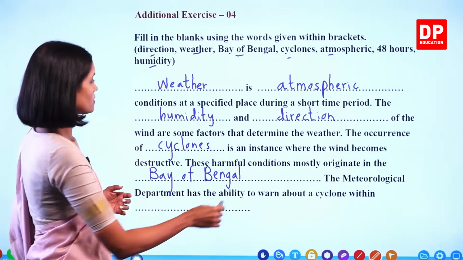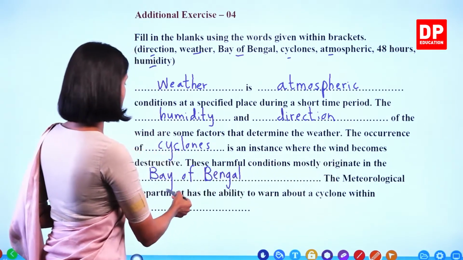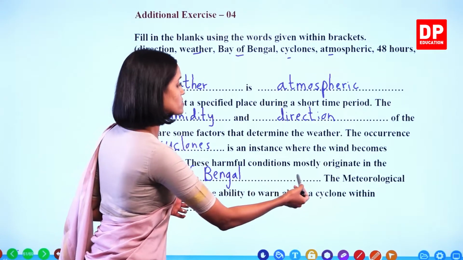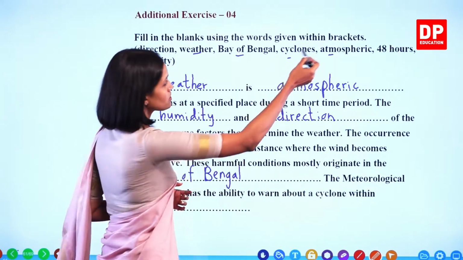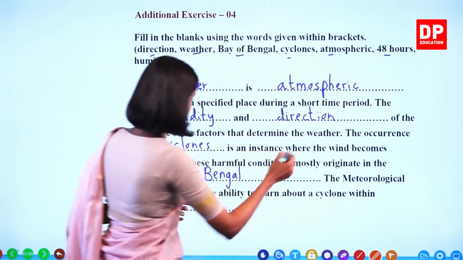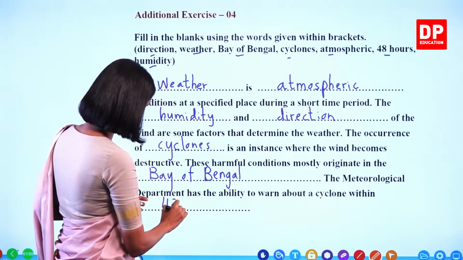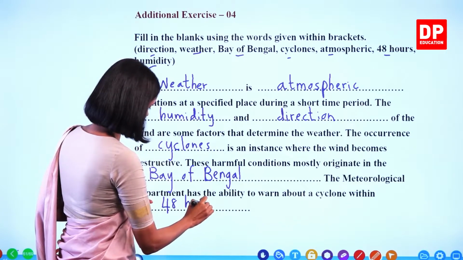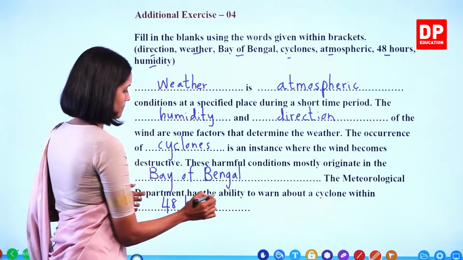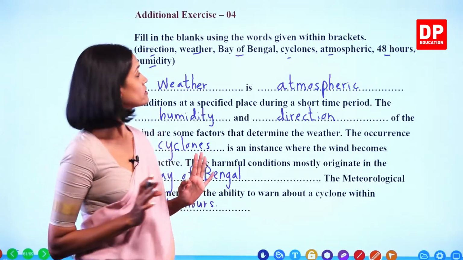Then the meteorological department has the ability to warn about a cyclone within 48 hours. Right. Okay, children?